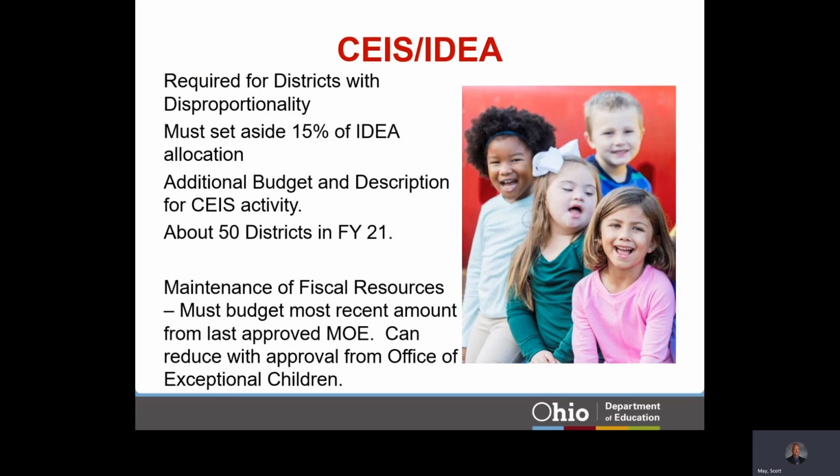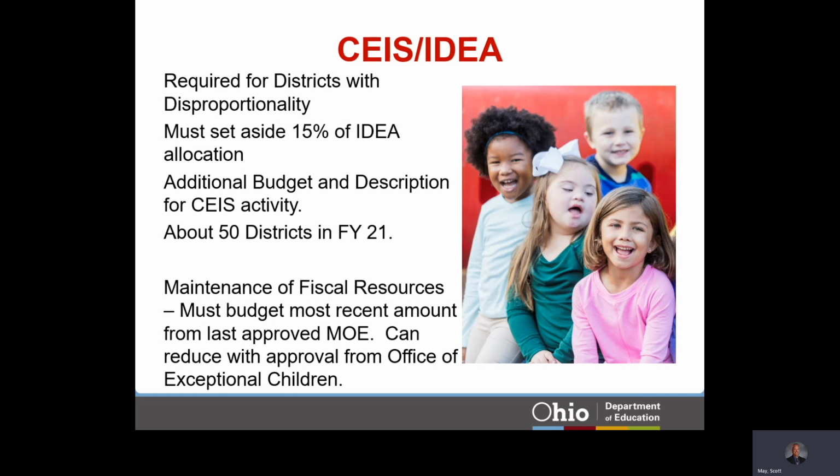In IDEA, there are two changes. Districts that are required to provide comprehensive coordinated early intervening services and set aside 15% of their IDEA allocation will have an additional page they must complete, providing the CCEIS budget and budget narrative. Only districts that are required to provide CCEIS will complete this page.